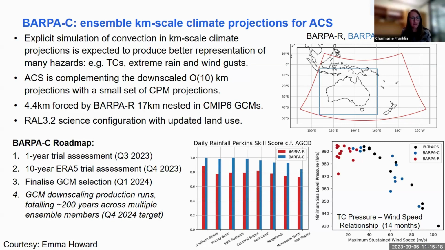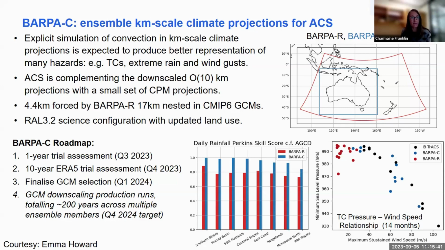And just some validation. So on the lower right, we're looking at the minimum sea level pressure and the maximum wind speed for tropical cyclones. So we've got the observations in black, BARPA-R at 17 kilometres in red, and BARPA-C at 4 kilometres in blue. And we can see that BARPA-C, being a higher resolution model, is much better able to represent the observed pressure wind speed relationship for TCs, as we would expect.